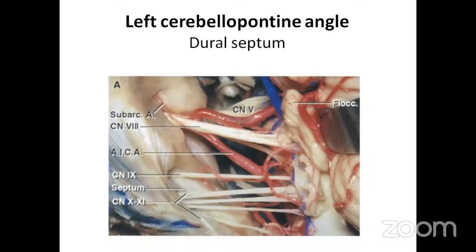In this diagram, this is the left cerebellopontine angle. There we can see the eighth cranial nerve, that is the vestibulocochlear nerve, the loop of AICA that is present between the eighth and anterior to the eighth is the facial nerve. It is between the seventh and eighth nerve. And also there is a dural septum between the glossopharyngeal and vagus nerves.